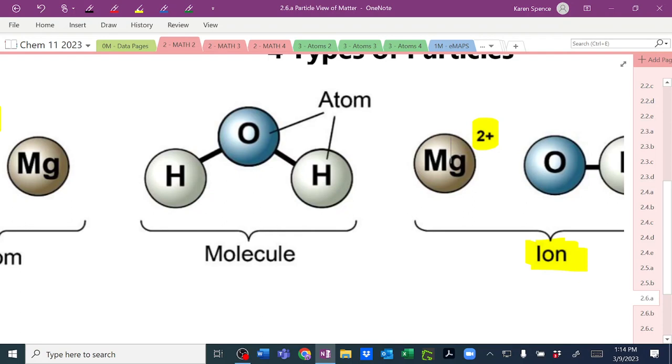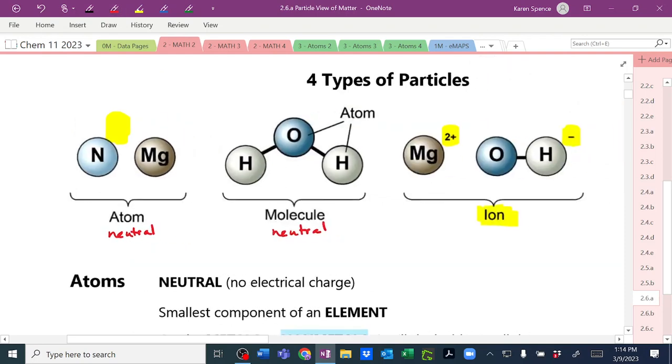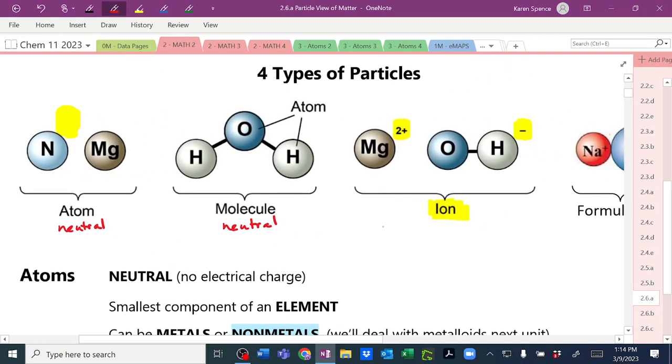What do you guys think? Yes, no? No, it does not. You see, there's no plus or minus. So molecules are neutral. Atoms are neutral. Ions have a charge.